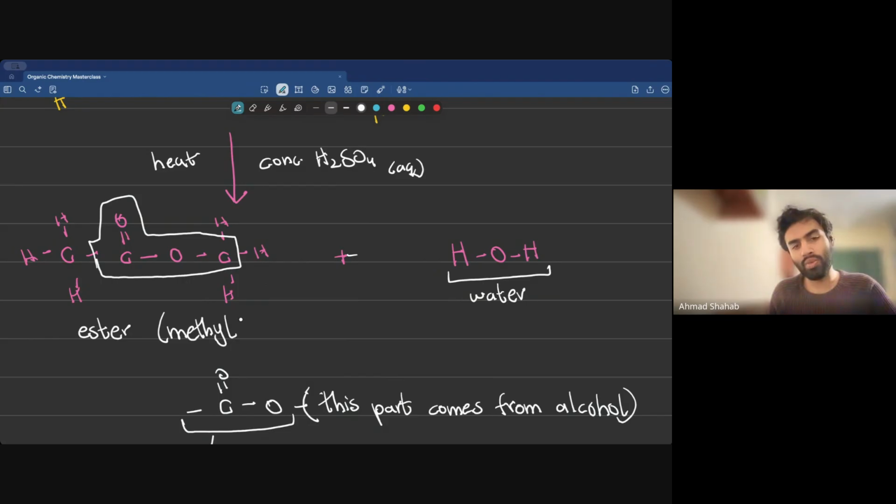And now let's refer to the part that came from the carboxylic acid. It had two carbons, so ETH should be the prefix. This should be methyl ethanoate. Right? And this is just how it works.